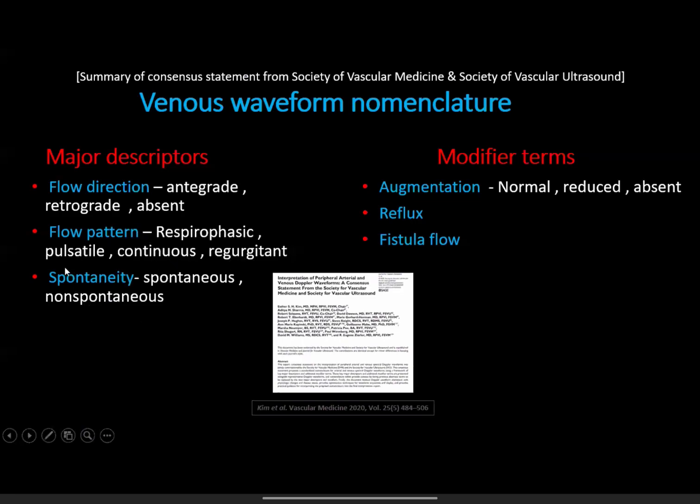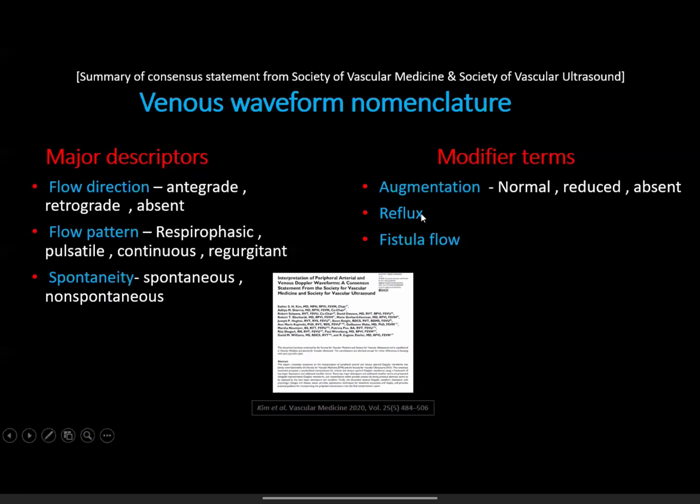Normally the flow shows spontaneity. There is spontaneous flow: without any effort, the venous flow is unidirectional from distal to proximal. And if it is not showing spontaneity, it means it is non-spontaneous flow. So direction, pattern, and spontaneity are the major descriptors. Modified terms are augmentation, reflux, and fistula flow.